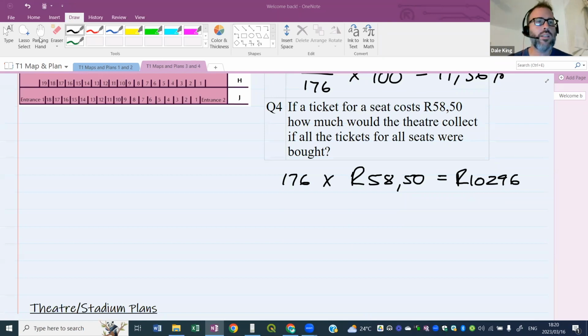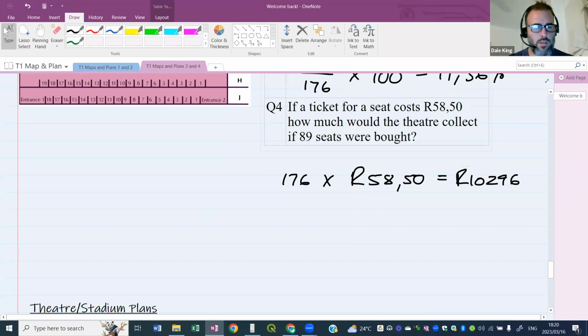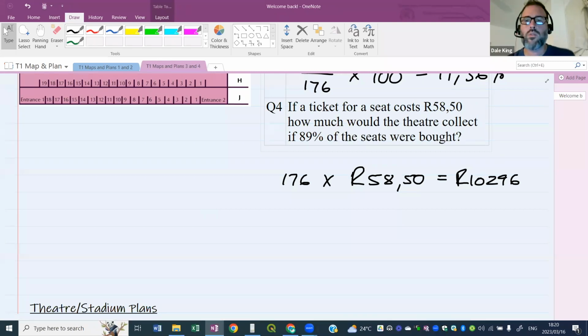Okay, well, let's try and make it a little bit more difficult. Let me see. If a ticket for a seat costs 58 Rand 50, how much would the theater collect if 89% of the seats were bought? There's a new question. I'm just changing question 4 slightly. If a ticket for a seat costs 58.50, how much would the theater collect if 89% of the seats were bought?